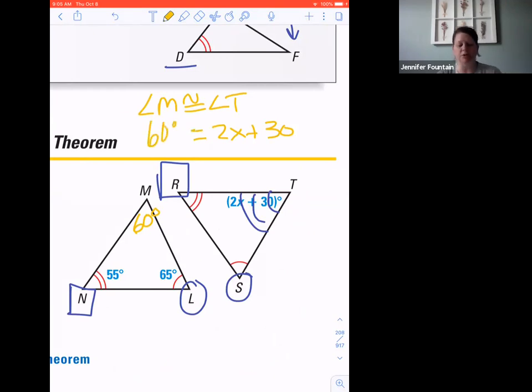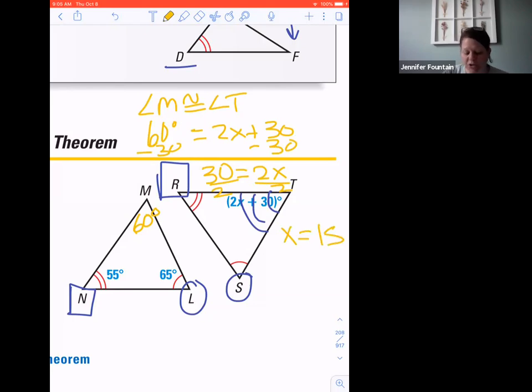Okay, so 60 degrees is equal to 2x plus 30. Sometimes my hand writes faster than my brain is working, and so sometimes it just doesn't write down the right way that I'm meaning it to. Okay, so to be able to solve for x, I subtract 30, subtract 30. So I have 30 is equal to 2x. Divide by 2, x is equal to 15.